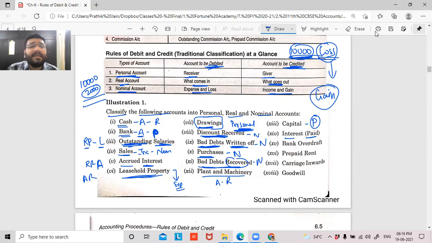Next, interest paid. What is interest? Interest is an expense. What is the meaning of interest, guys? I have taken a loan. Vaddi. Correct. In Tamil, we call it vaddi. In Hindi, we call it byaj. In English, we call it interest.